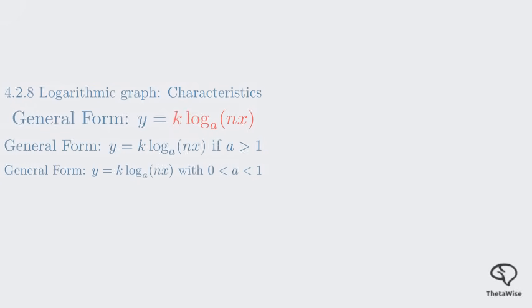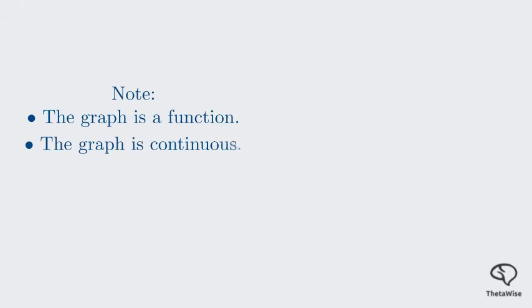Regardless of the base, all logarithmic graphs share several key characteristics. First, the graph represents a function. This means for every x value in the domain, there is exactly one y value. It is also a continuous graph, meaning there are no breaks or holes. Second, the graph is not symmetrical about either the x-axis or the y-axis.